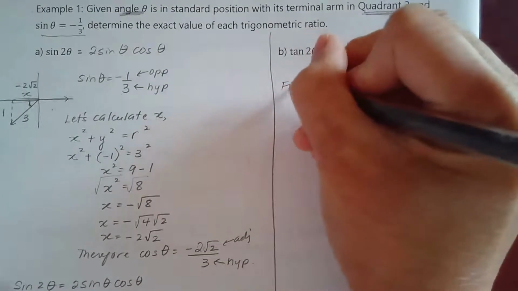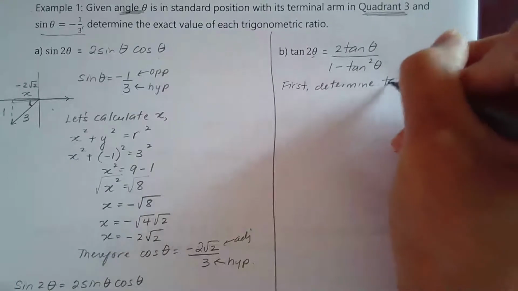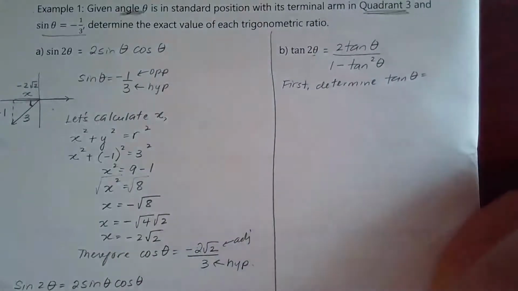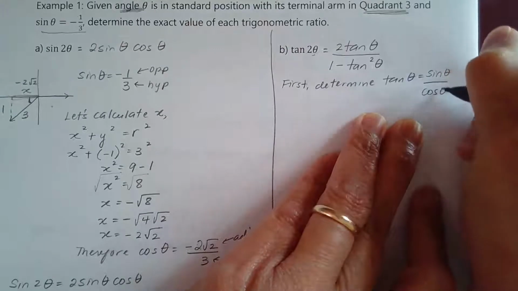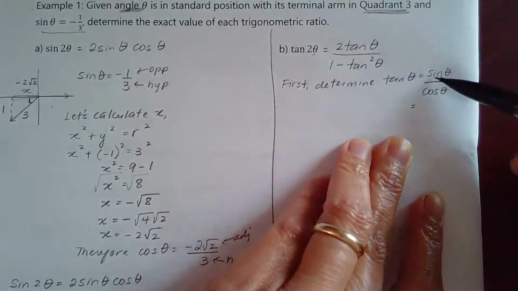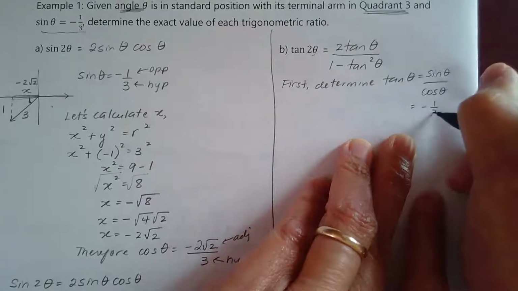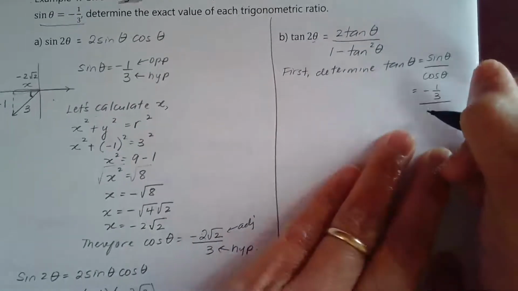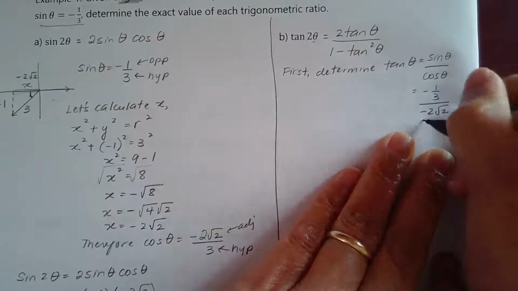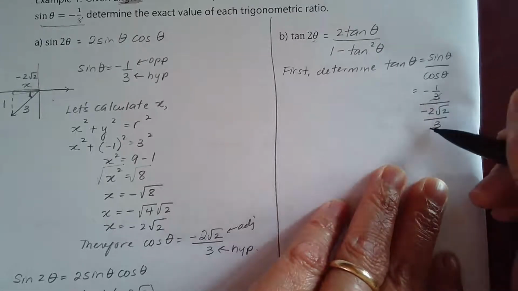So first, determine tan theta. Okay. So, what is tan theta? Well, tan theta is the same thing as sine theta over cos theta. What's sine theta? Sine theta is negative 1/3 divided by, what's cos theta? Cos theta is negative 2 root 2 over 3. Now, if we divide these two, the denominators would cancel there.